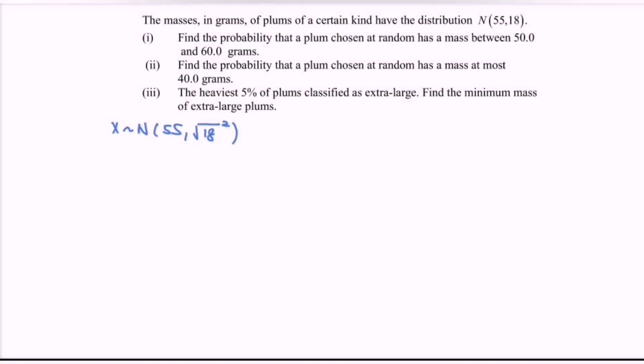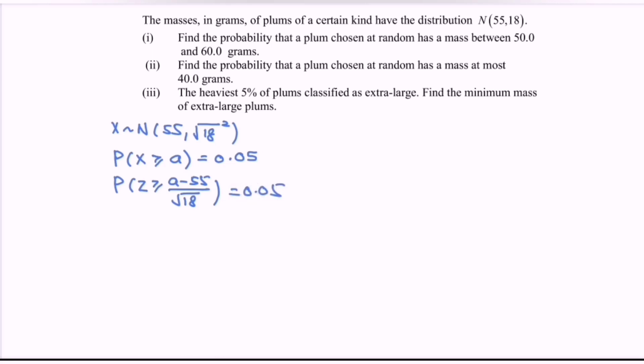The heaviest 5% of plums are classified as extra large. Find the minimum mass of the extra large plum. So in here, they say minimum mass. So the probability is that x is greater than or equal to the minimum, which means we have the extra large plum. Let's say it is A, equals 0.05. Continue, standardize. So A minus 55 over square root of 18 equals 0.05.